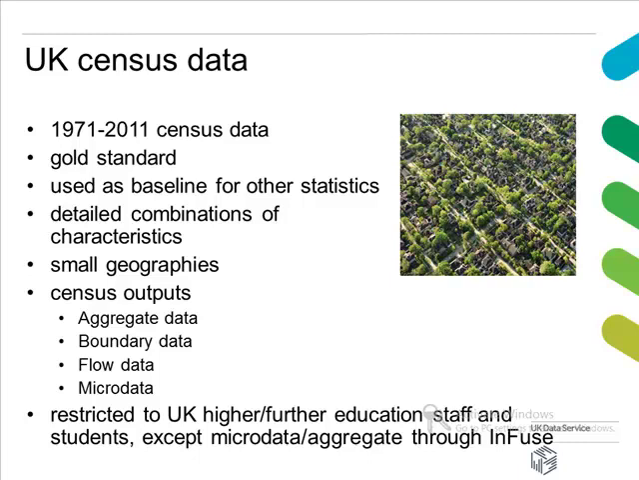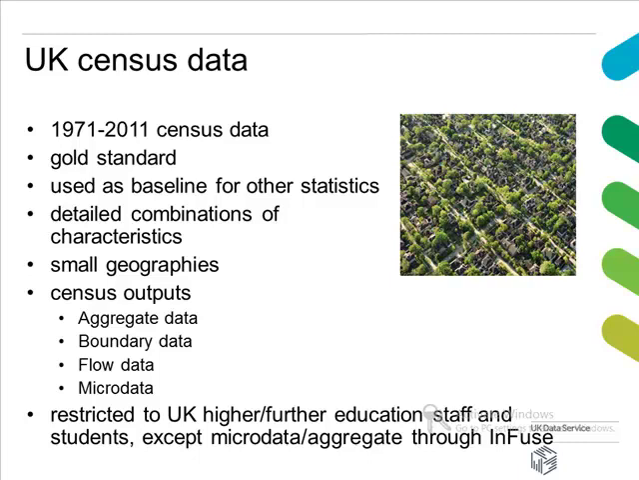and because it's such a huge sample, you can get data down to really small geographies, which is something really unique with the census. You can reliably compare these geographies between different areas because they've all been asked the same questions, which is useful. And it goes right down to output area level, which is, I think the recommendation is about 150 households, so small areas. There are several census outputs that I'm going to talk about.